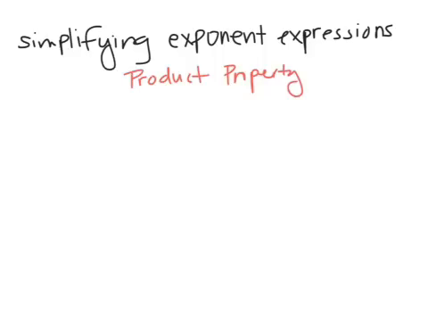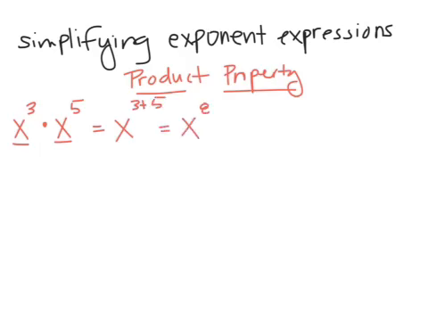Okay, let's take a look at how we simplify exponent expressions using the product property. Let's remember that the product property tells us that when we're multiplying exponents that have the same base, we add the exponents and keep the base. So let's take, for example, x to the third power times x to the fifth power. Notice how my bases are the same. That just means I'm going to keep the base and add the 3 plus the 5. Those are my exponents, and that gives me x to the power of 8.